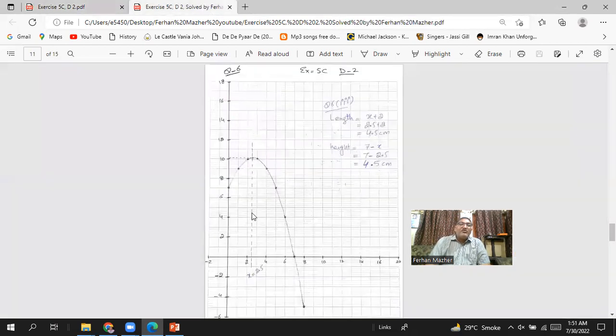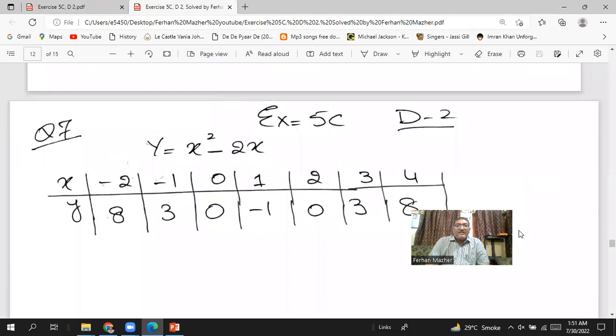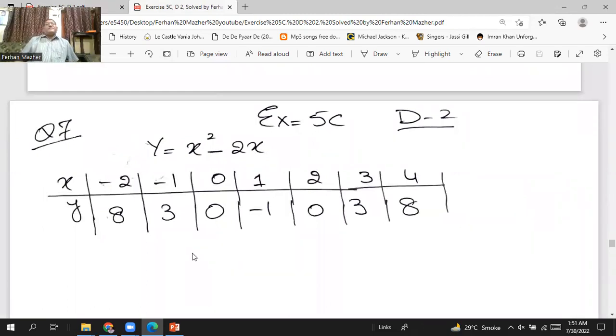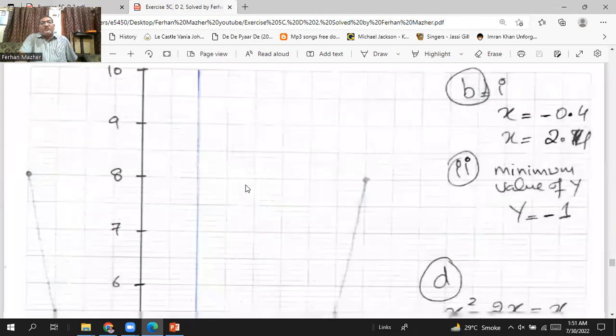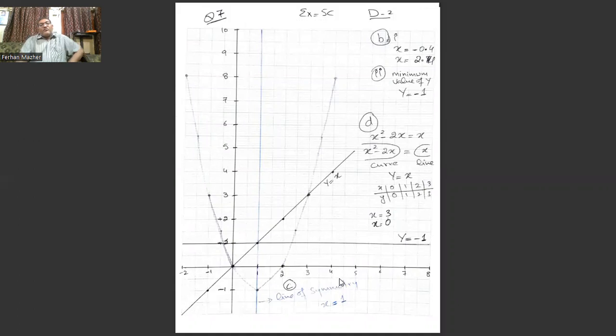So I will choose a graph. For example, this is question number 7. I hope you can see that. So this is the table for this question, and I will draw the graph according to this table. I have chosen a grid. So here we go, let me show you. I will draw this line, the x-axis and the y-axis. So 2 centimeters represents 1 on both the axes.